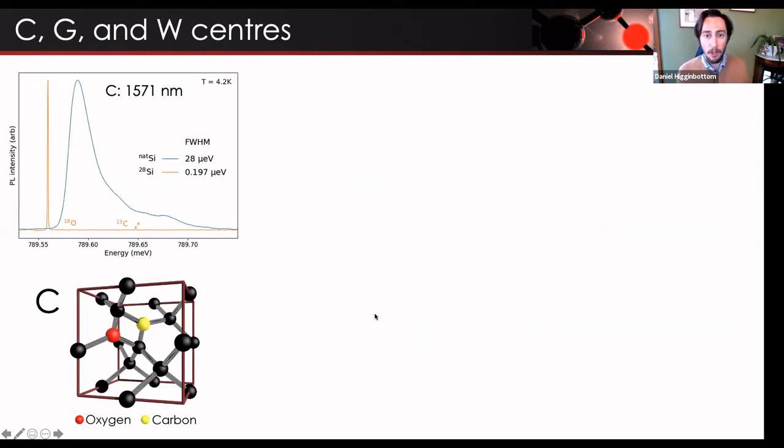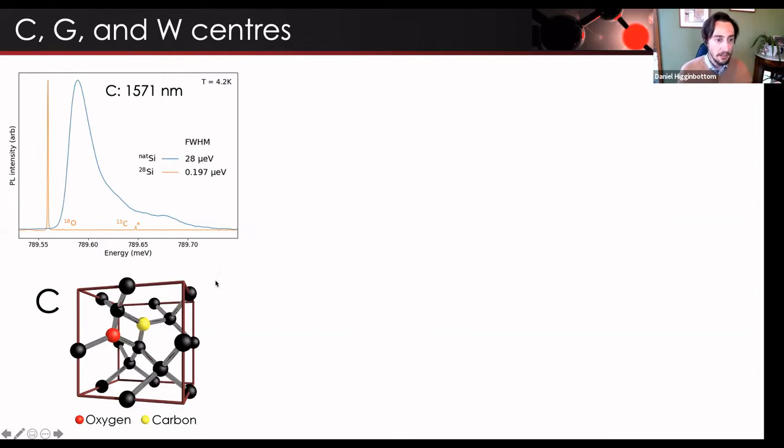We see very sharp lines, especially in silicon 28. I'm going to show the speculative chemical composition of the centers as we go through them. Just want to highlight that the composition is well understood, but the exact structure is suggested by simulation and is not 100%. Okay, so first of all, this is the C center.